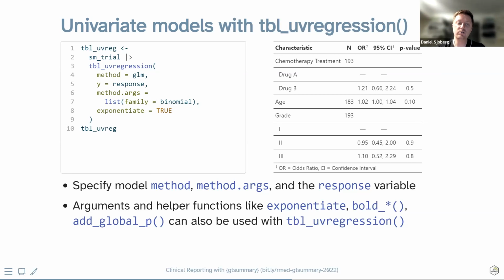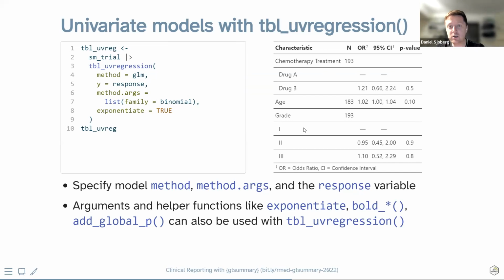What this is going to do is you're going to tell it, please give me a generalized linear model. I want my outcome to be the response. And I want all of these arguments to get passed to the glm function. So in this case, family equals binomial to tell it that it's a logistic regression. And just like before, we want to exponentiate the results to get odds ratios. And you get this lovely table in the end.